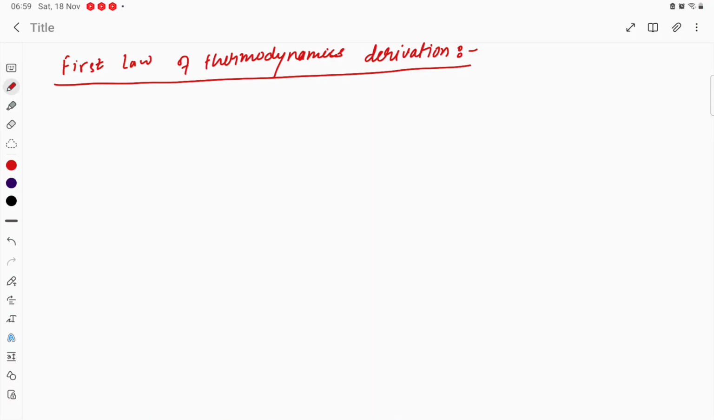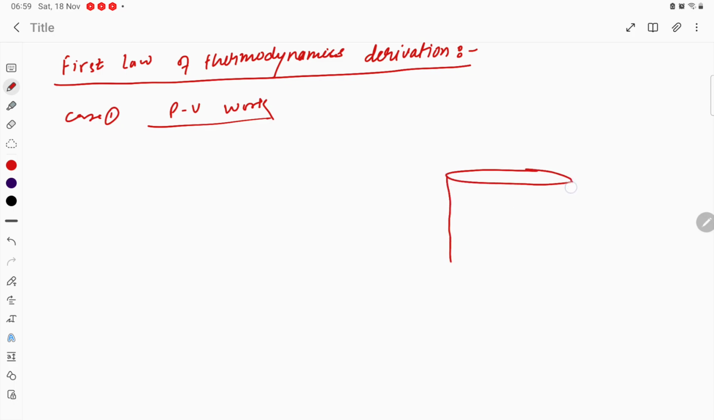Hello student, let's try to understand the first law of thermodynamics. We are going to study the derivation, student. So that is case 1 we are studying. In this chapter we have to study PV work, pressure-volume work. What is the concept here, student?